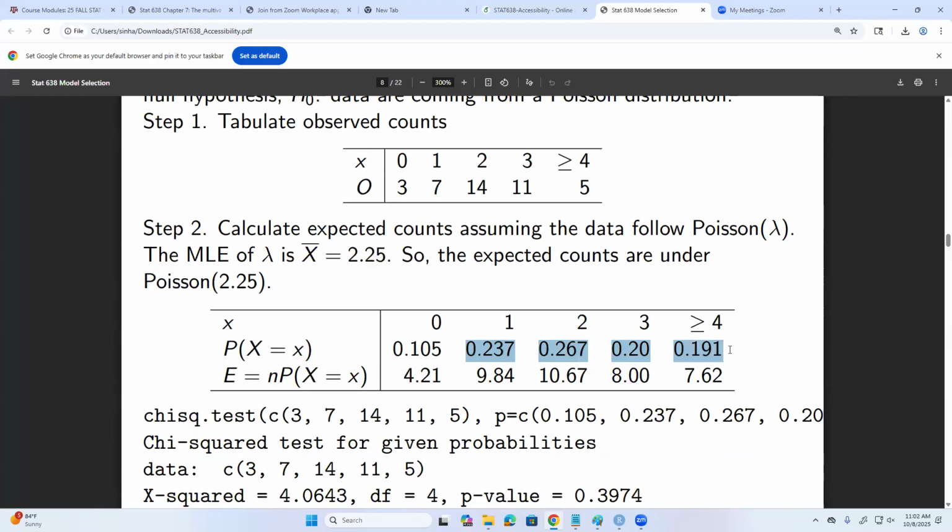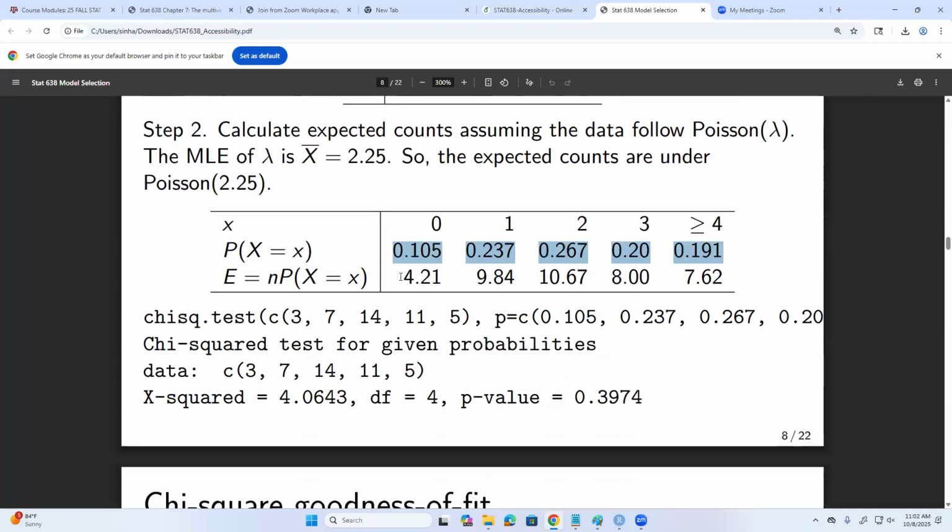You see, these numbers are different from the Poisson 2 probabilities. And expected counts are calculated by multiplying n, where n is 40, times these probabilities. Now this one came out to be 4.21, 9.84, so on and so forth. But this is a problematic number because it is smaller than 5, and it will give you a warning message, because the chi-square test is valid if the expected counts are all greater than 5. That is needed. So the right thing I should have done is to combine these two groups, 0 and 1. Then you do not need to worry about that warning message.